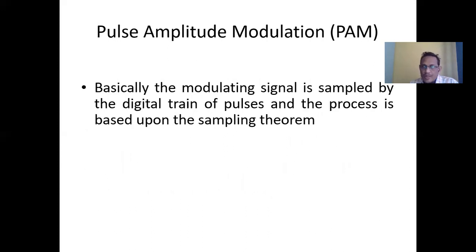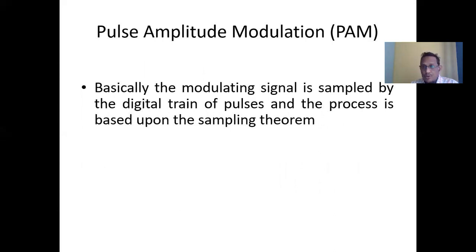Before that, we will just compare with the definition of amplitude modulation. Amplitude modulation is a process of changing the high frequency carrier signal in accordance with the amplitude of the modulating signal, keeping frequency and phase constant. That's why it is called amplitude modulation. We already defined this one. Now we will define the pulse amplitude modulation.